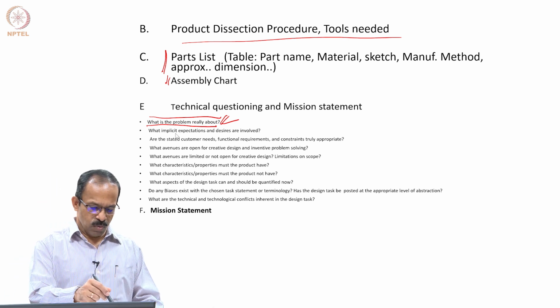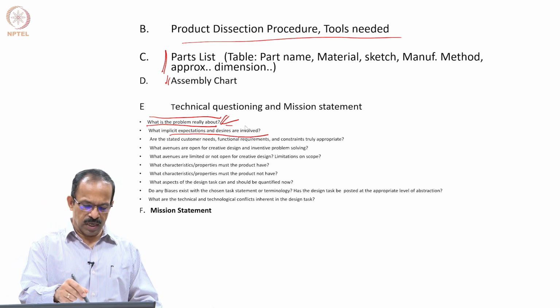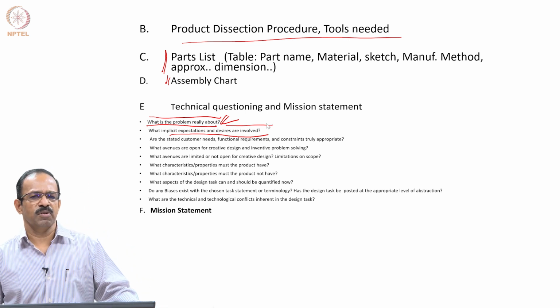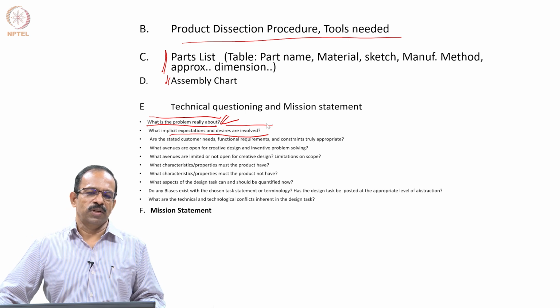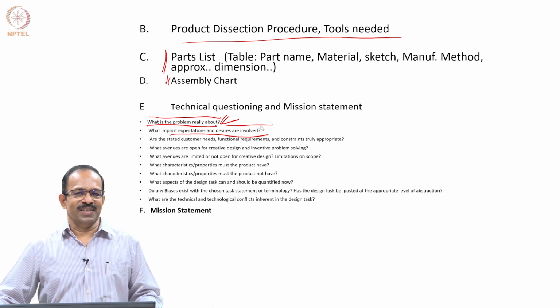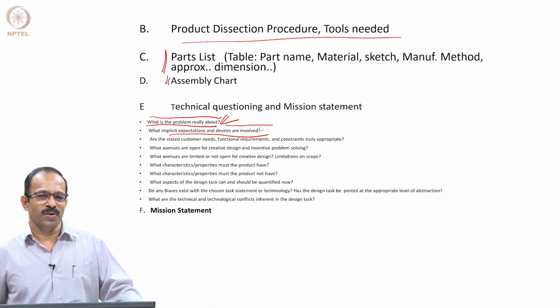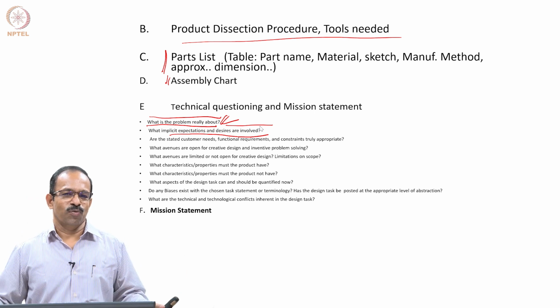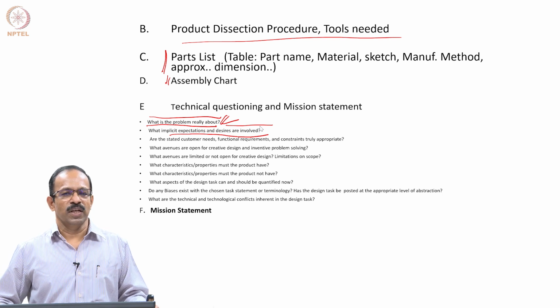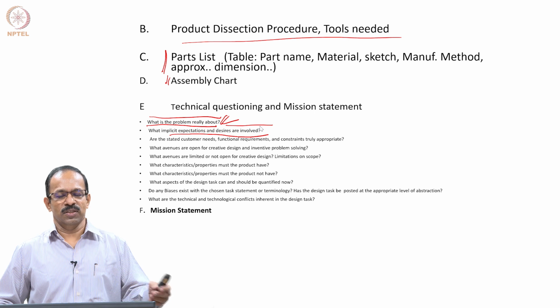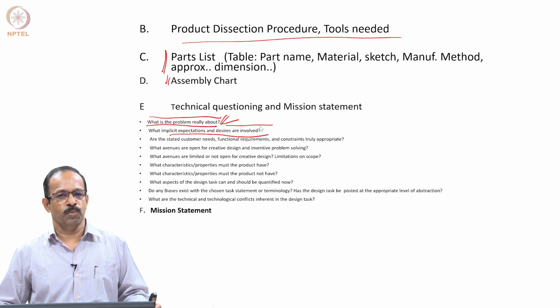Then you go for what are the expectations and desires of a customer from this product. There will be some implicit expectations. You are not expecting this to give aerated water, or you do not expect this to be used for hot water for some other purpose. It is only for drinking, and the cooling also, you do not expect it to be too cold or too hot for human consumption.